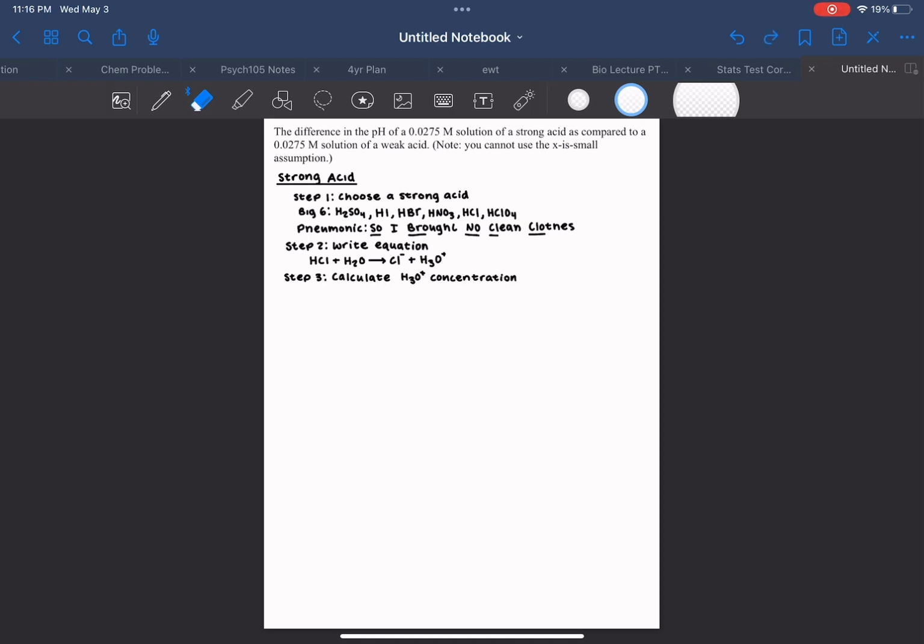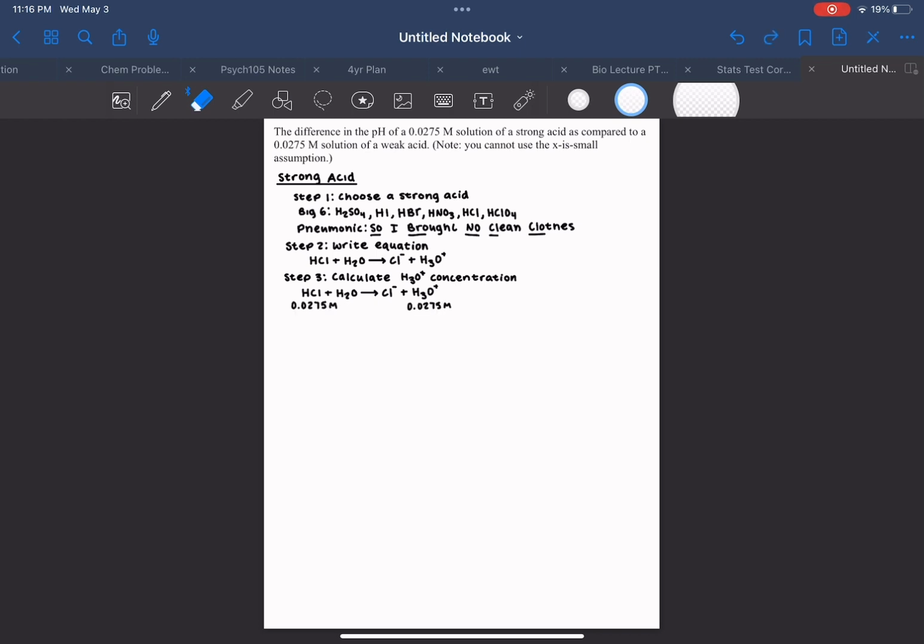Our next step: how do we find this concentration? With a strong acid, it's easy. We can see a strong acid is indicated by this one-directional arrow. The strong acid completely dissociates in water. So the concentration of the initial HCl, which is 0.0275 molar, is going to be the same as the concentration of the hydronium ions. Let's write this out so you can visualize what I'm saying.